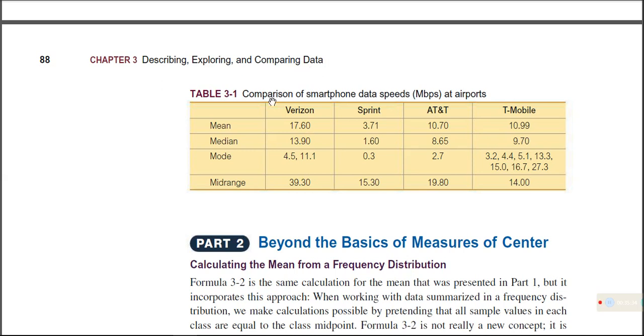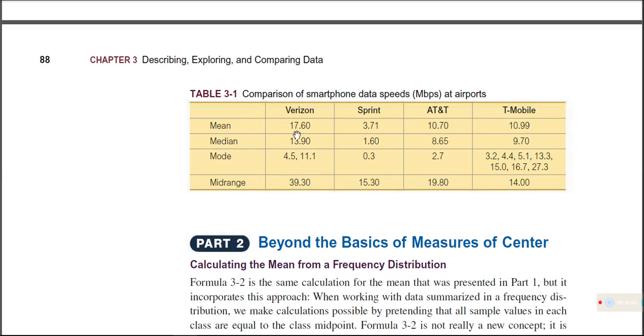Ayan. Dito tayo sa table 3-1. Magko-compare na tayo ng smartphone, data speeds, Mbps at airports. Ang presented na lang dito ay yung summary. Pero kung gusto nyo siyang i-compute isa-isa, since bibigyan ko naman kayo ng copy nitong book na ginagamit natin, punta kayo sa Appendix B. Tapos tingnan nyo yung dataset na original para dito. May 50 na data points yon or values yon. Kung gusto nyo siyang i-match dito, okay lang.